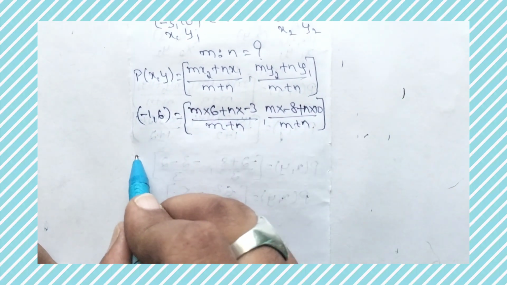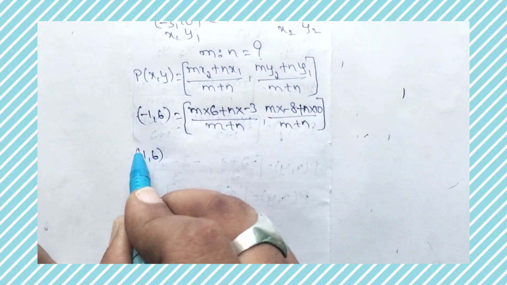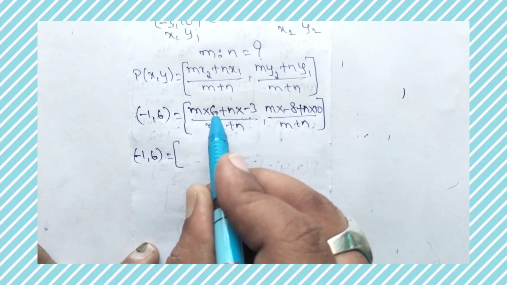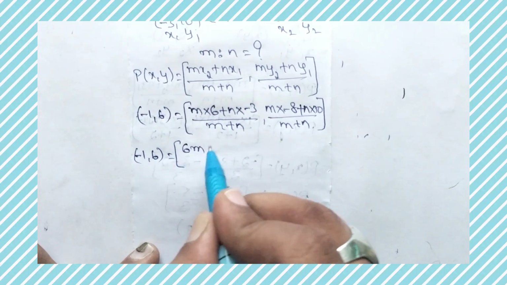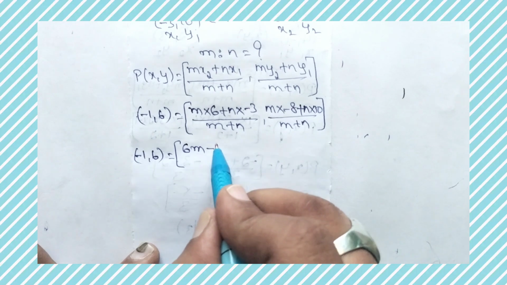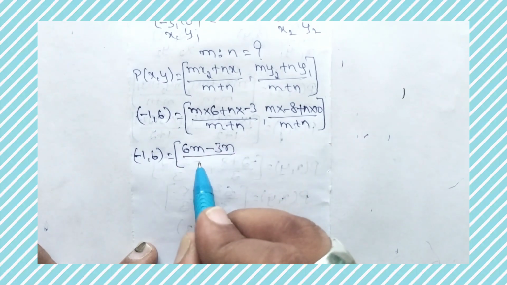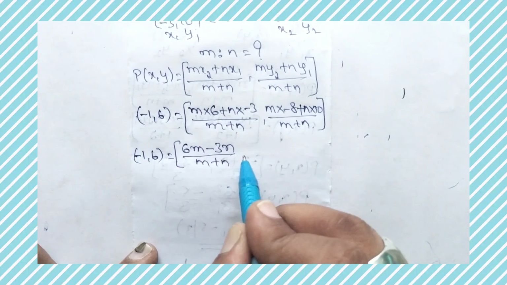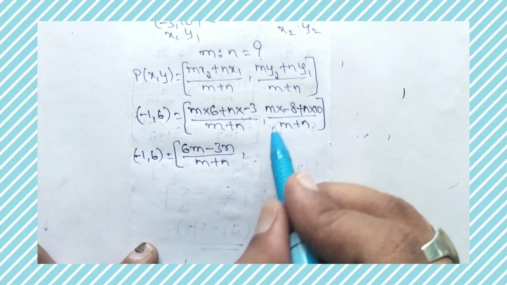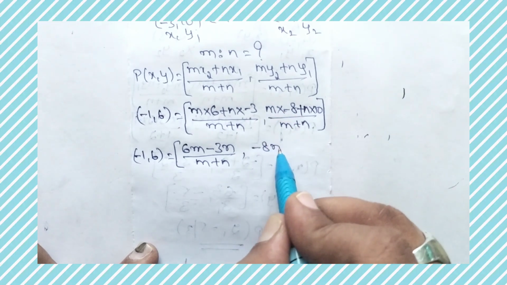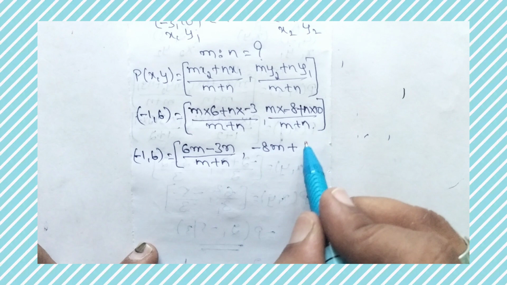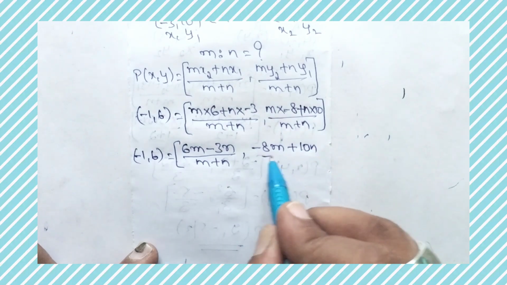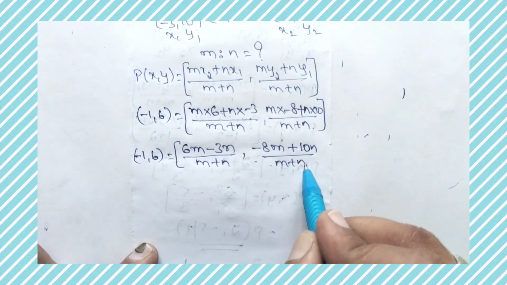So now minus 1 comma 6 is equal to 6 into m is 6m plus into minus is minus 3 into n is 3n divided by m plus n comma plus into minus is minus 8m plus n into 10 is 10n divided by m plus n.